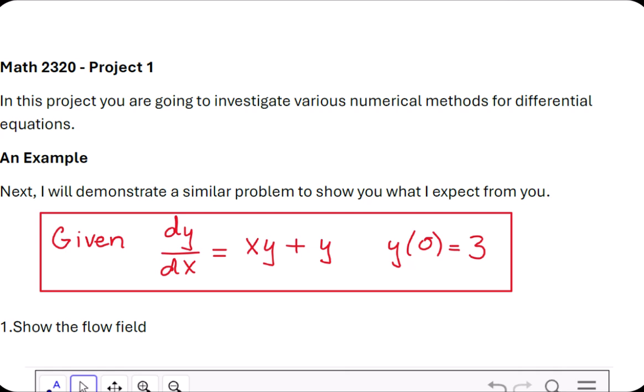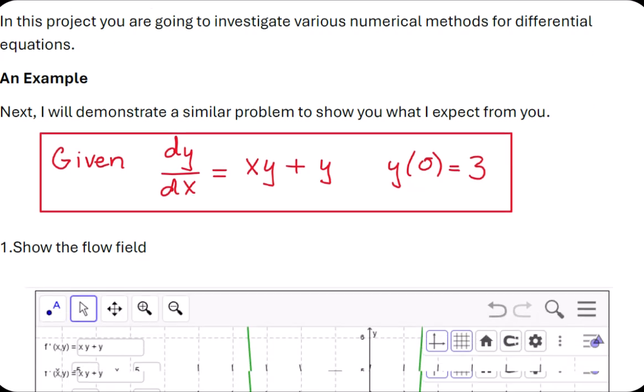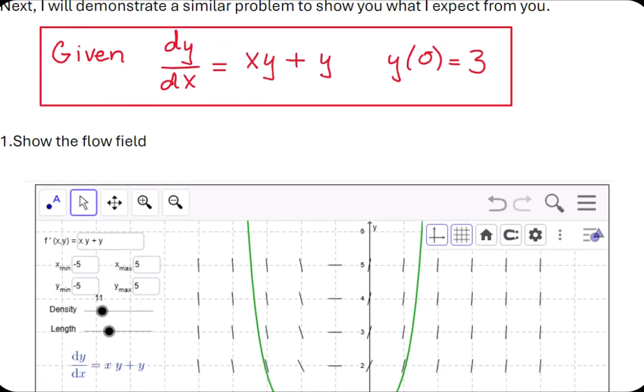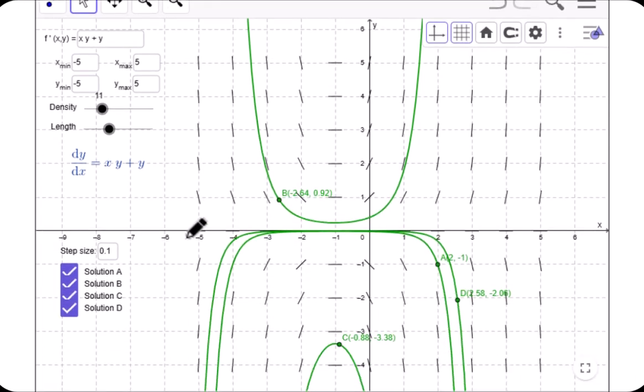First thing we want to do is look at the flow field. So, I used the link for the flow field. I entered in xy plus y, and I generated the flow field. And I just picked these over here. You can't change those. That's just basically different starting initial values.